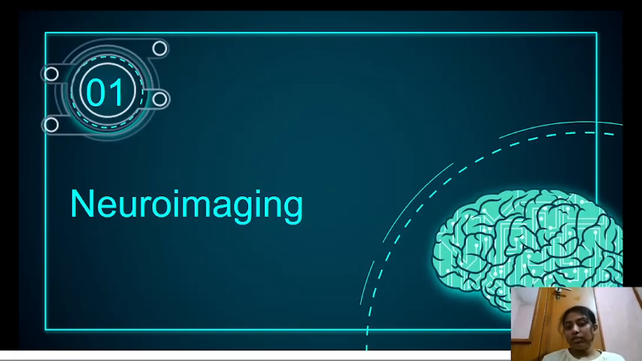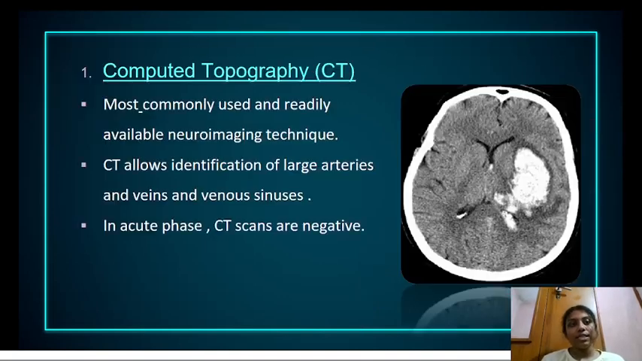So, what diagnostic tests are seen in neuroimaging? We will just see. Computed tomography is the most commonly used and readily available neuroimaging technique. CT allows the identification of large arteries, veins, and venous sinuses. In the acute phase, CT scans are negative. So, usually in acute phases, CT scans are used for thrombosis, for tumors or abscesses, and usually CT scans are used for hemorrhagic stroke.